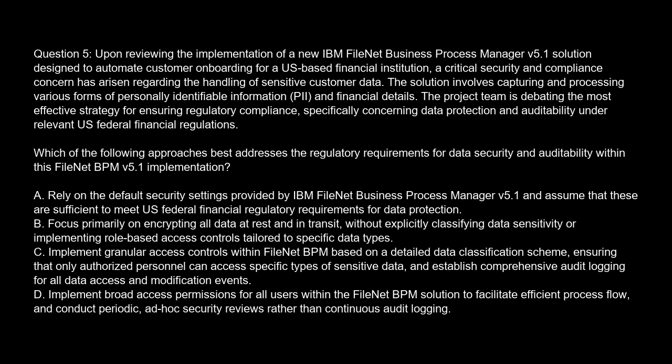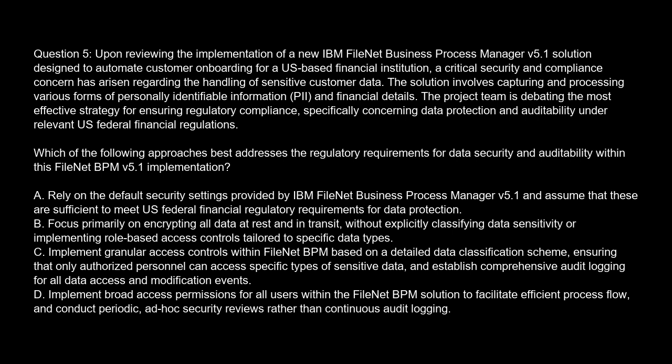Which of the following approaches best addresses the regulatory requirements for data security and auditability within this FileNet BPM V5 solution? Option A. Rely on the default security settings provided by IBM FileNet Business Process Manager V5, and assume that these are sufficient to meet U.S. federal financial regulatory requirements for data protection. Option B. Focus primarily on encrypting all data at rest and in transit, without explicitly classifying data sensitivity or implementing role-based access controls tailored to specific data types.